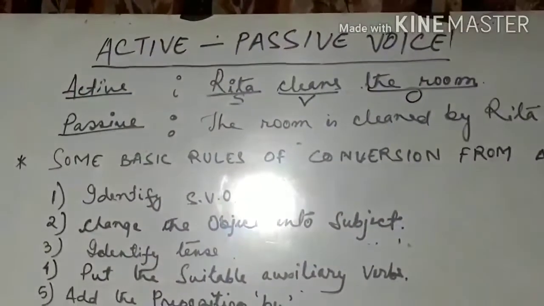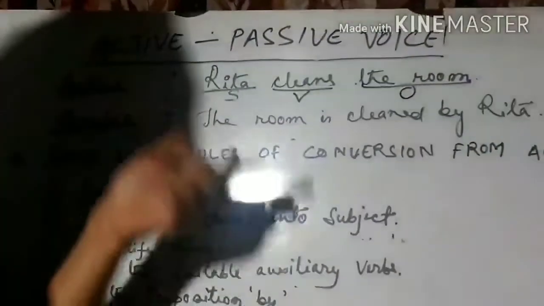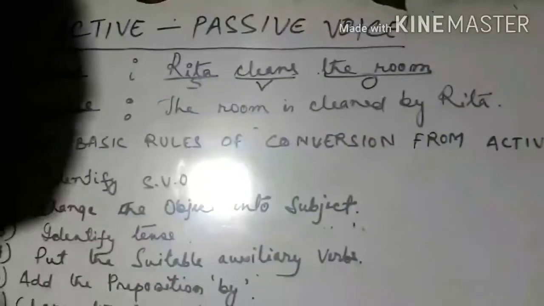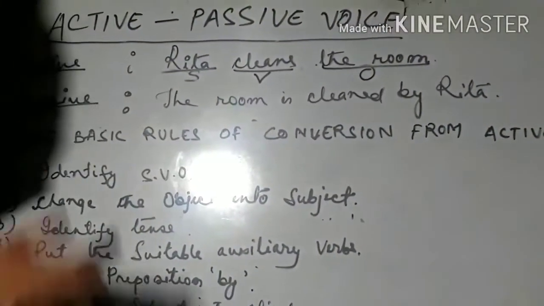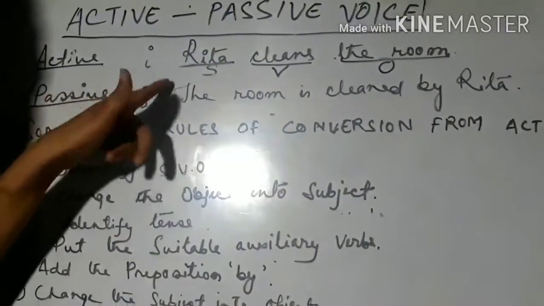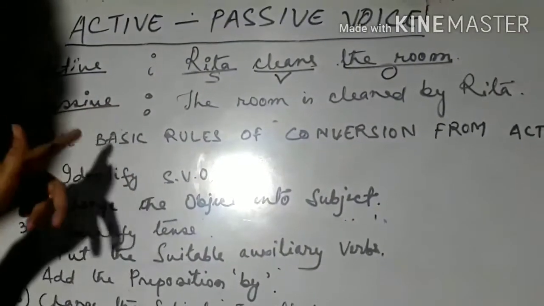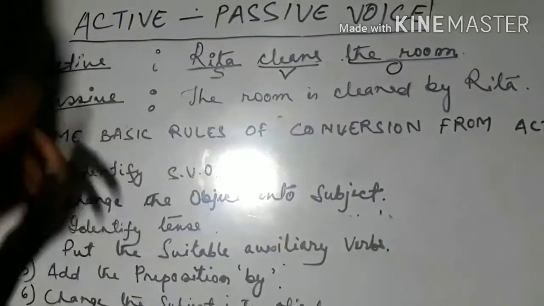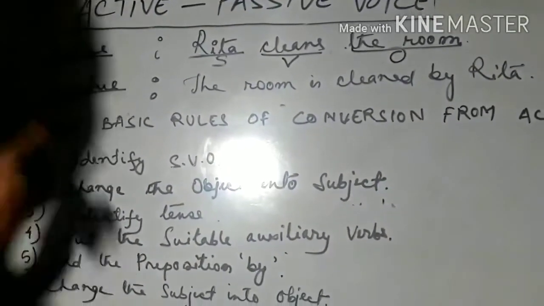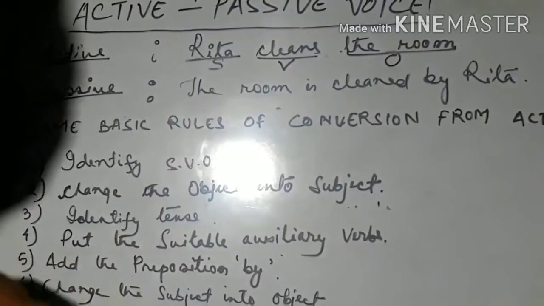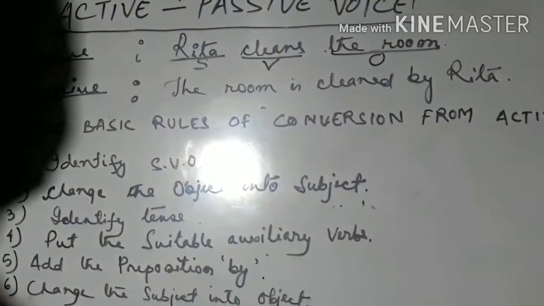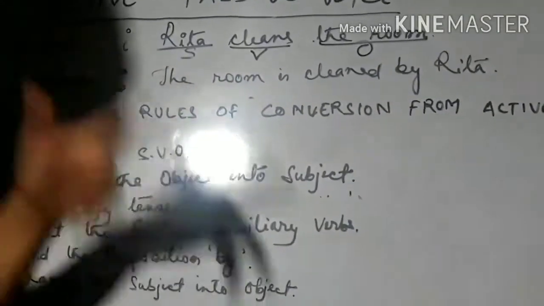So we identify the subject, verb, and object. Subject is the doer of an action in the sentence. Then verb is an action word in a sentence. Subject may be a noun or pronoun, and it is always at the beginning of the sentence. Then the object is a noun, pronoun, or noun equivalent, and it usually comes after the verb.